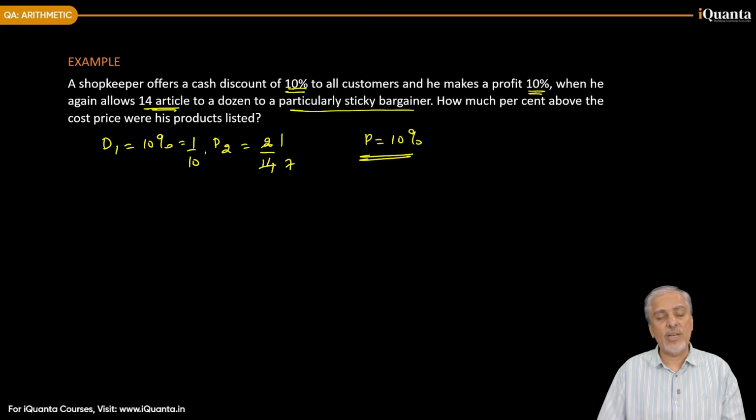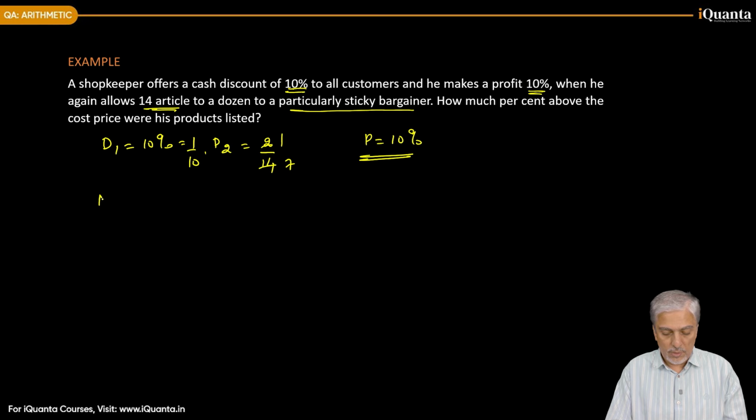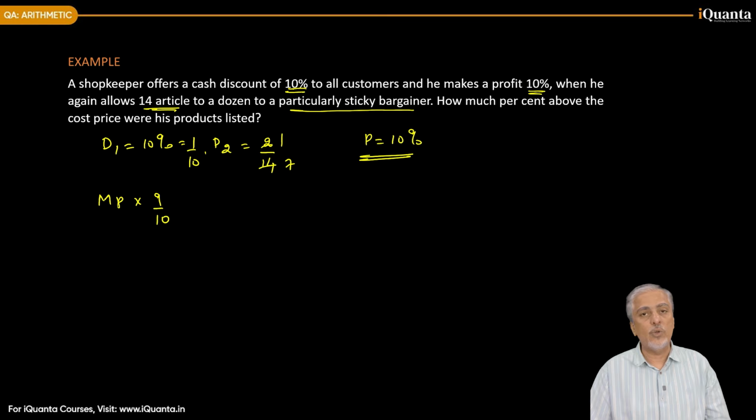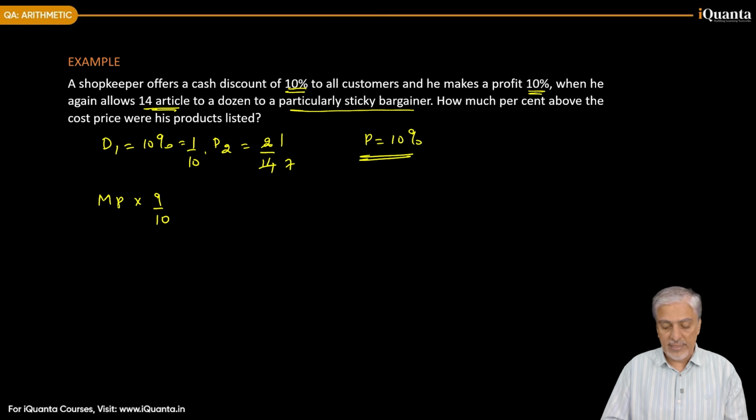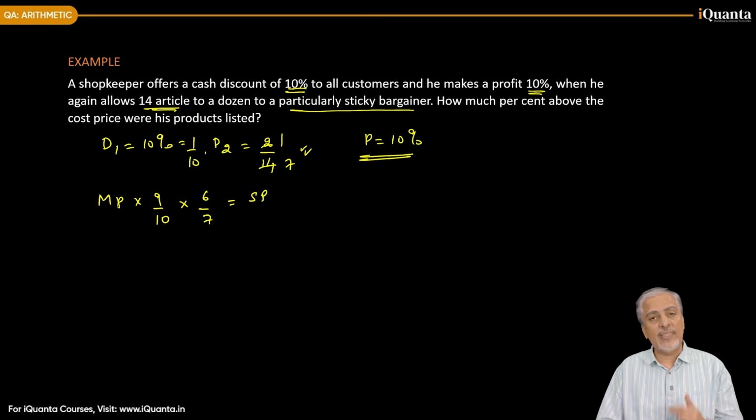Okay, so let's try and get the selling price in both the relationships. If my first discount is 1 by 10, it will become 9 by 10 of the mark price, right? Because discount means the price is going down. So mark price into 9 by 10. My second discount is 1 by 7, so it will again become 6 by 7. This will be the selling price. So basically, if I take the mark price, bring it down by 10%, bring it down by 14.28%, I'll get the selling price.